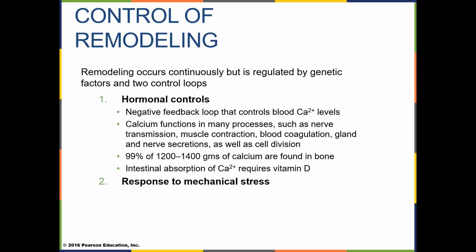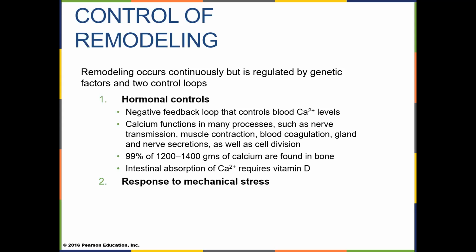So hormonally, first of all, we got to control calcium. So we have to use parathyroid hormone and calcitonin. We got to have lots of calcium. We got to have calcium for our bones. We have to have it for our teeth.